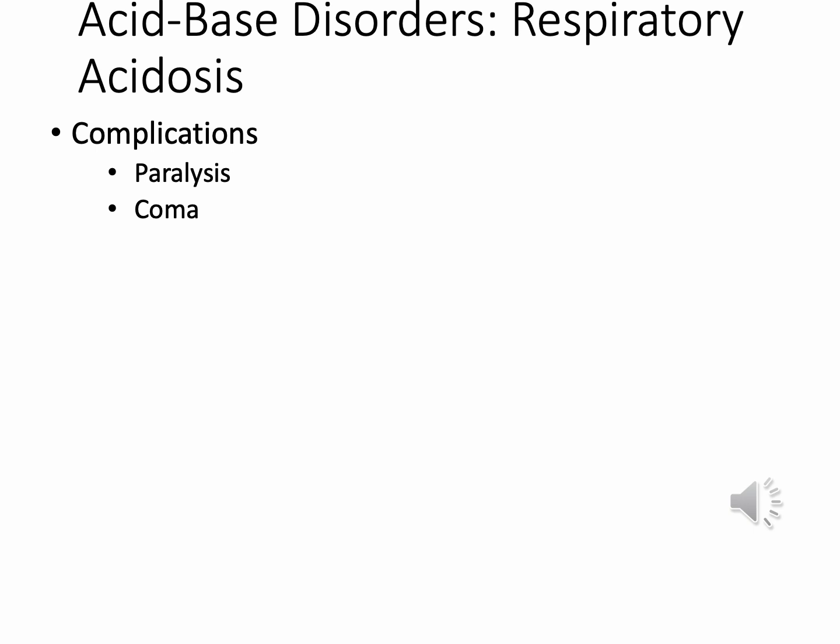Respiratory acidosis results from altered ventilation leading to CO2 retention. In response to prolonged increased CO2 levels, paralysis and coma may result from cerebral vasodilation.